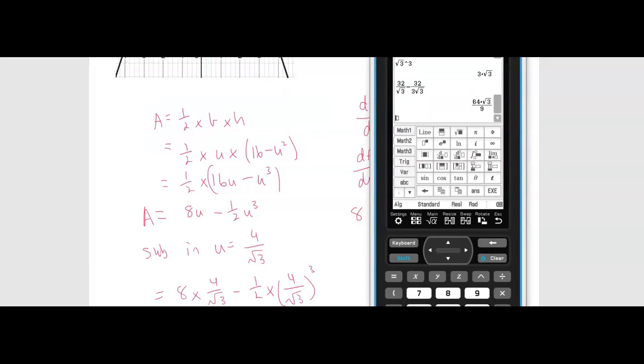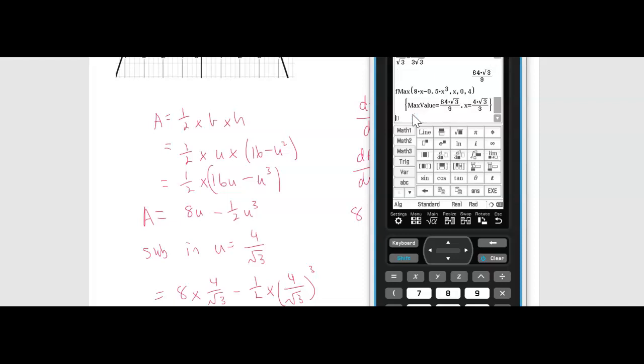The area function is here. It doesn't matter what version you use, but I'm just going to use 8u minus a half u cubed. On your calculator, I can never find it: calculation, function, max. I'm just going to use x if I can, but make sure you don't put your answer as x. So 8u minus a half u cubed, I'm just using x, going from 0 to 4.